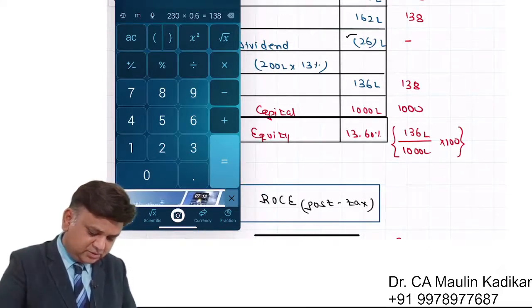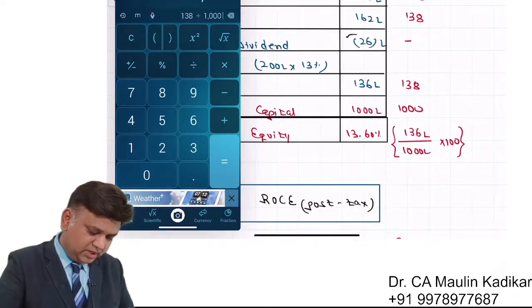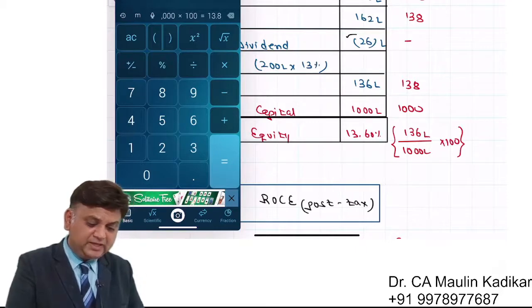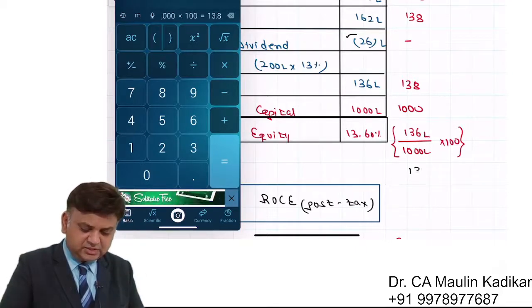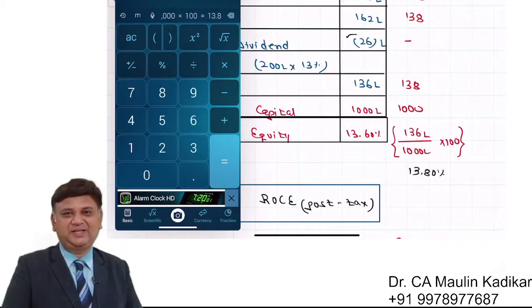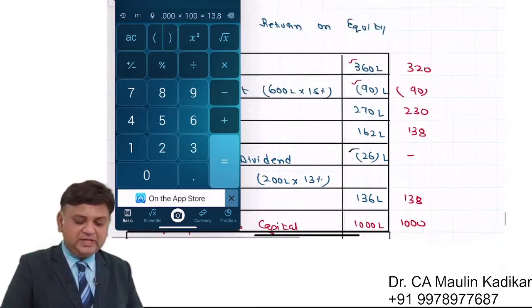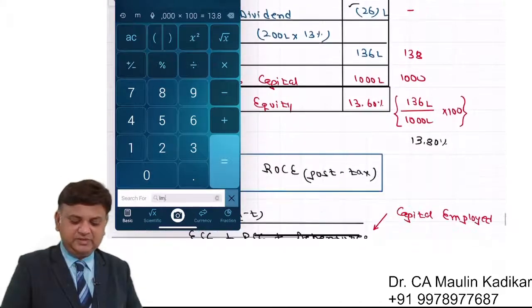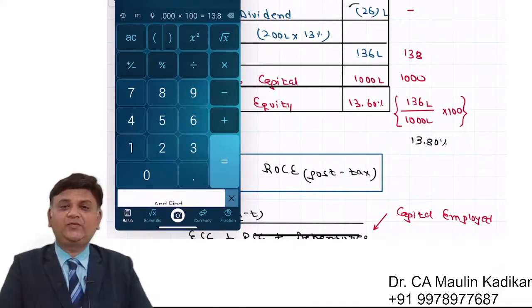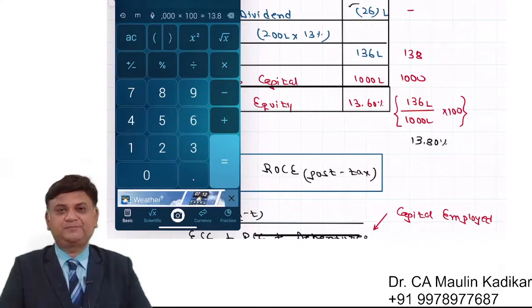So this is 138 divided by again 1000 into 100 for getting the answer in percentage terms, and without doing anything else the return increases to 13.8%. This is what we understand. So only redemption of the preference share capital, which has the higher cost, will be able to increase the return to the equity shareholders.